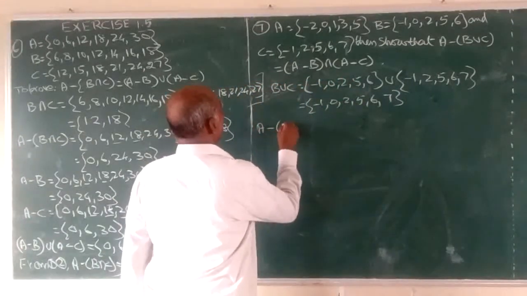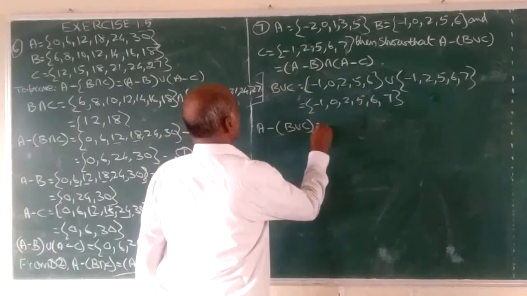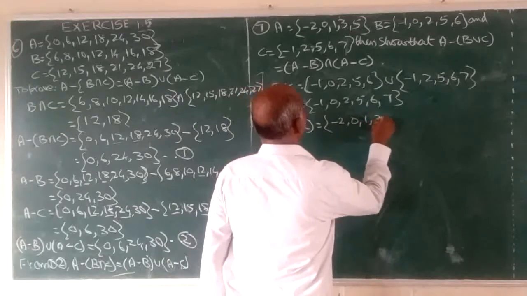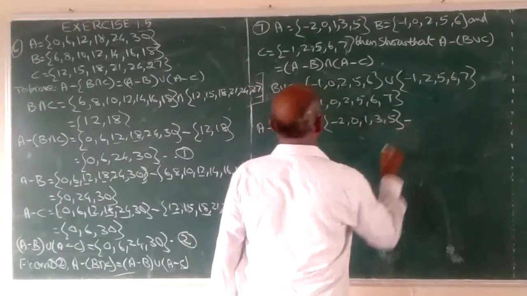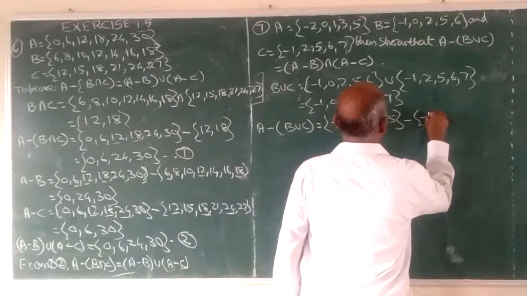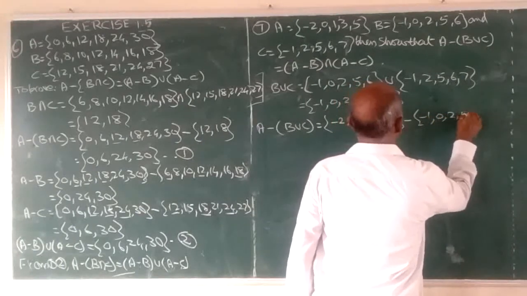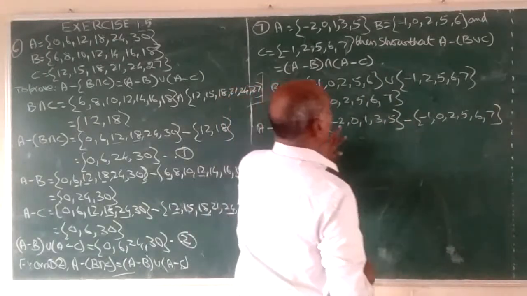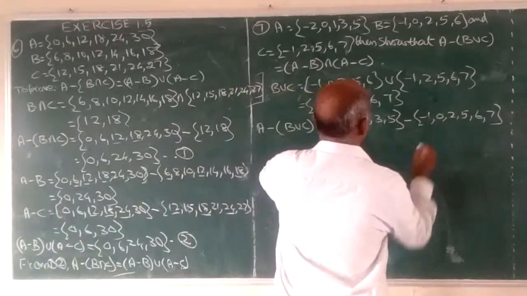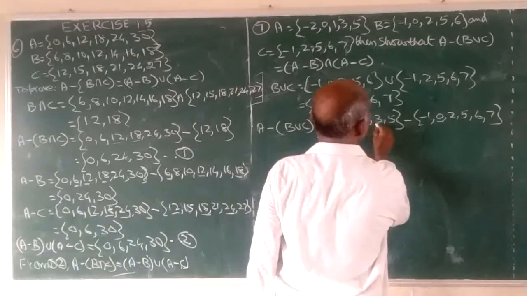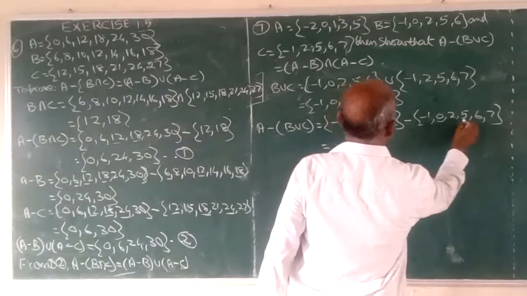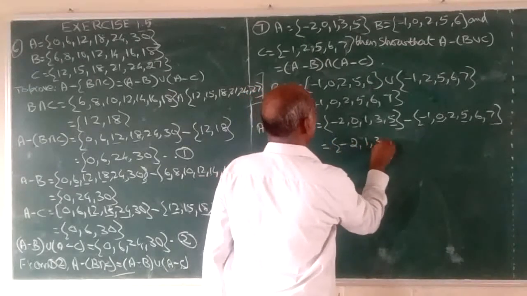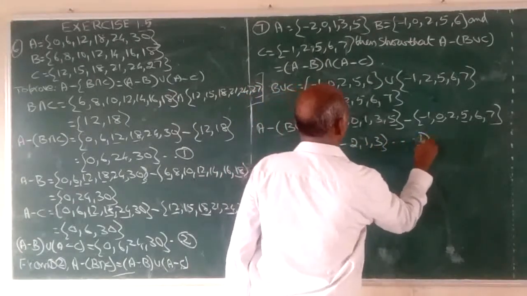Then A difference B union C. What is A? -2 0 1 3 5. Difference B union C, which is -1 0 2 5 6 and 7. Find the difference. -2 is not there, 0 is there, then 5 is there. Omit these two numbers, you get -2 1 3. This is equation number 1.